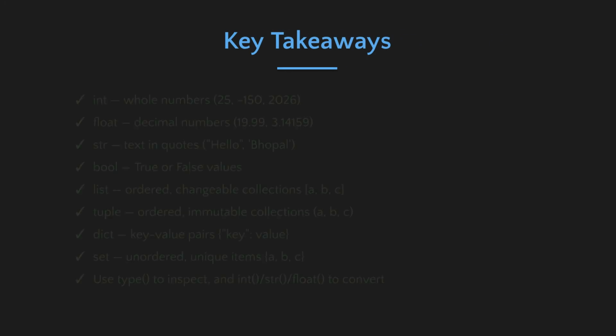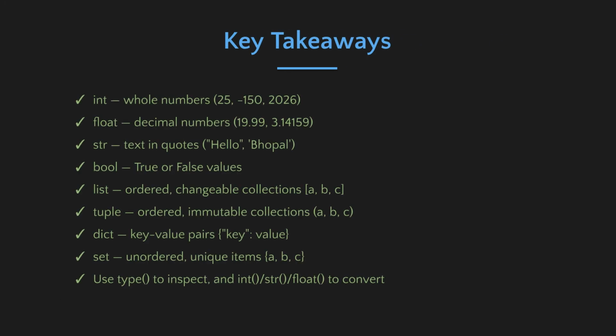To summarize, we covered numeric, text, Boolean, and collection types, including lists, tuples, dictionaries, and sets. Remember to use type to inspect and casting functions for conversion between types.